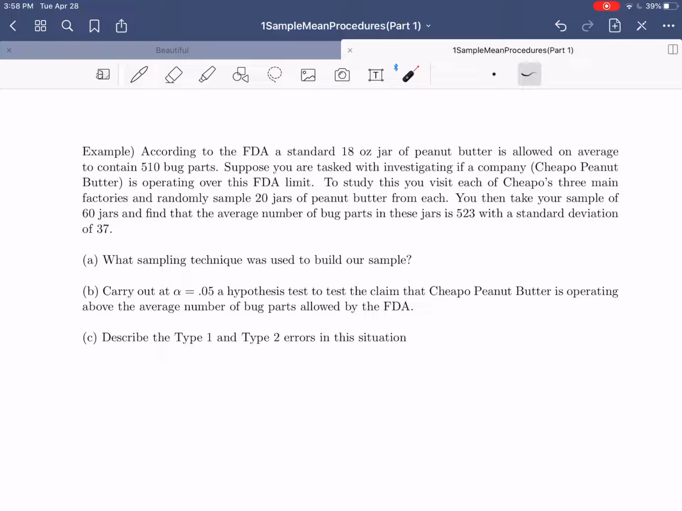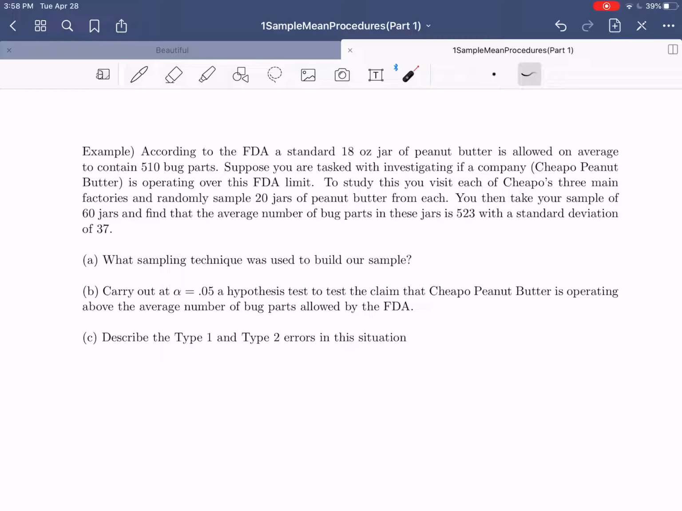Okay, now a couple things I want to note here before we get into the main part of this. Notice what we're really doing here. We're saying that according to the FDA, the average is supposed to be at most 510. And in our sample, we found 523. So you might say to yourself, why are we not just saying, well, it was 523, so that's about 510, so we're ready to accuse them that they're above this average. Well, the idea is that this is only a sample of 60 jars. So maybe these were just some jars that happen to have more bug parts than normal. Maybe, in other words, Cheapo might just argue this is some bad luck.